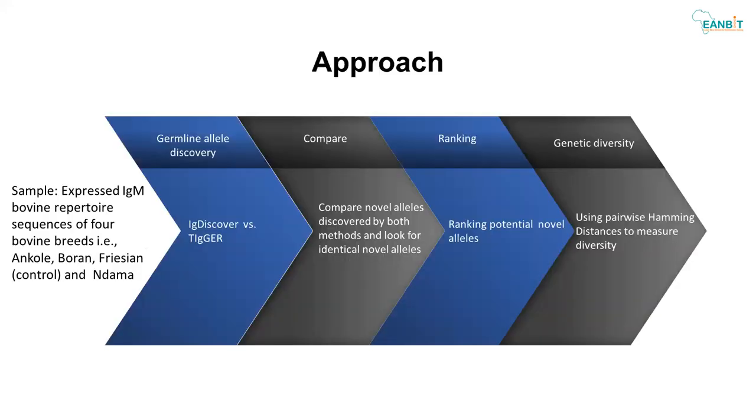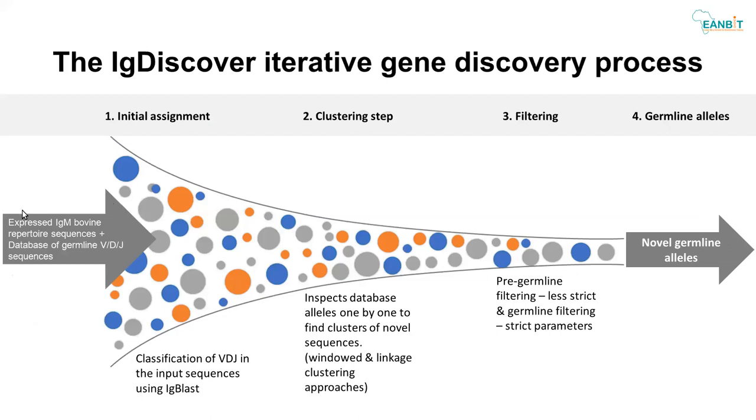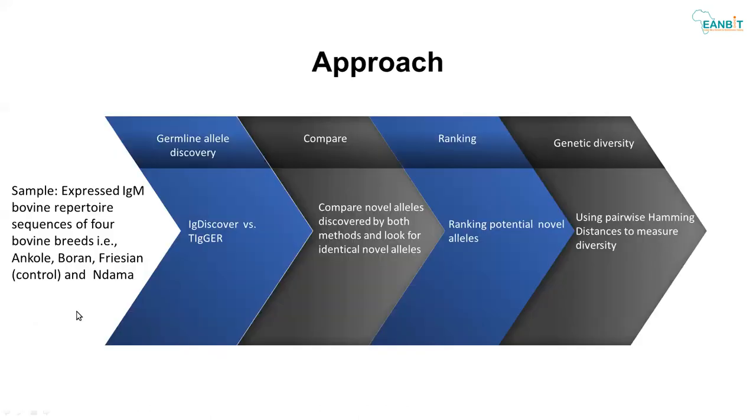So to the second objective, germline allele discovery, the approach here is, sorry about that. We used samples of expressed IgM bovine repertoire sequences of four bovine breeds. We're most interested in the African breeds: Ankole, Boran, and Dama are the African breeds, and the Frisian, a Western breed, as a control. The choice of these samples was based on the availability of sequence data.